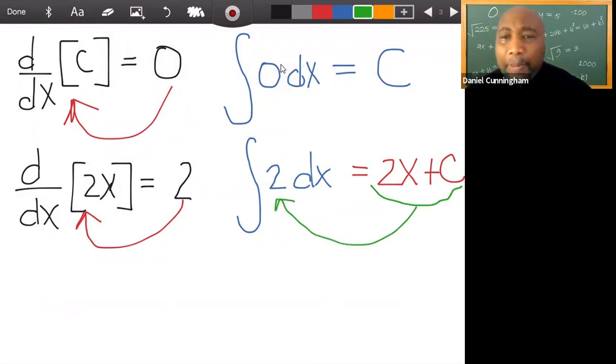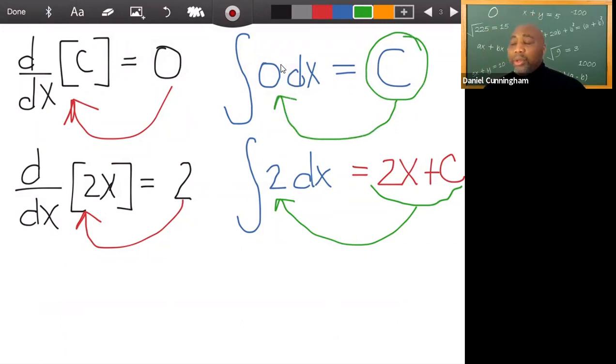Let's go back to the top one. What is the derivative of c? The derivative of c is 0. So whenever you find that antiderivative, you take the derivative of that antiderivative, it should give you back what's inside, if you did it correctly, what's inside the integrand, okay? So that's the basic understanding of what we're setting up to find the antiderivative.